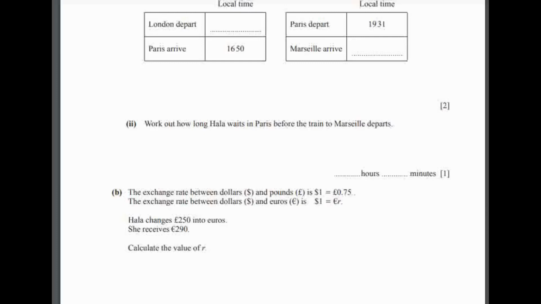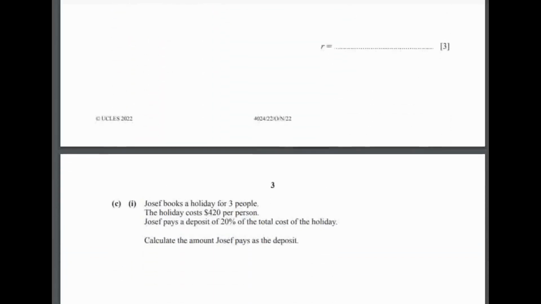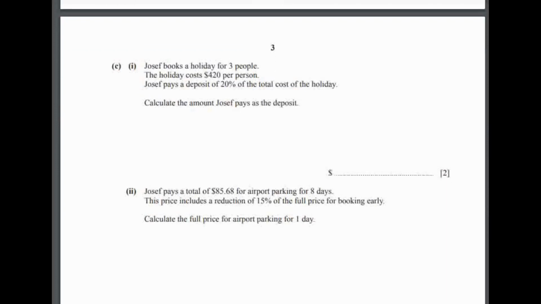Next, C part is solve it here. Joseph books a holiday for 3 people. The holiday costs $420 per person. $420 per person is the cost of the holiday package. This price includes a reduction. Sorry, the dollar is 4. So we have to pay a deposit of 20% of the total cost. So calculate the amount Joseph pays as the deposit.